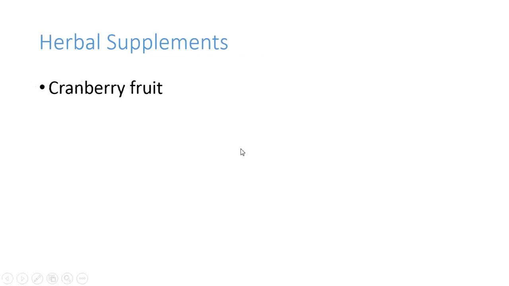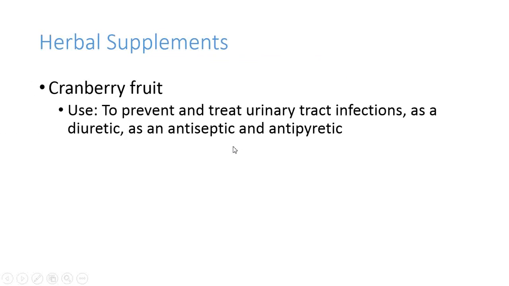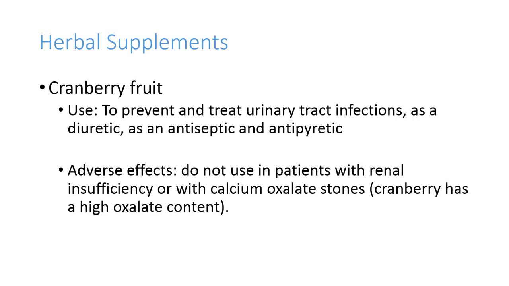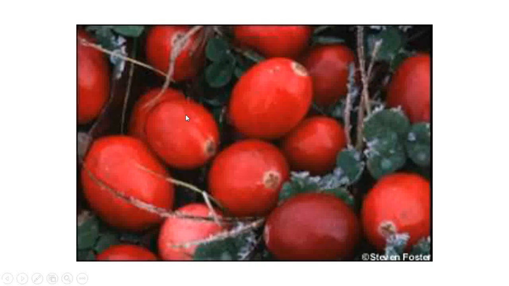Cranberry fruit. Cranberry is an urine acidifier. Used to treat and prevent urinary tract infections. It's also used as a diuretic. Animals with renal insufficiency or with stones, some oxalate stones: cranberry has a high oxalate content, but it does acidify urine, and is used in cystitis cases in dogs and cats. Don't use cranberry juice or cranberry cocktail. Use a cranberry fruit. Use a powdered fruit, dried. And there's cranberry.